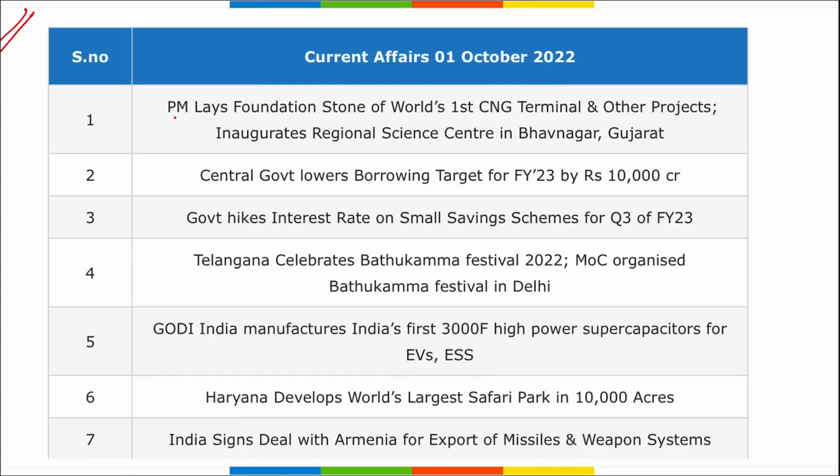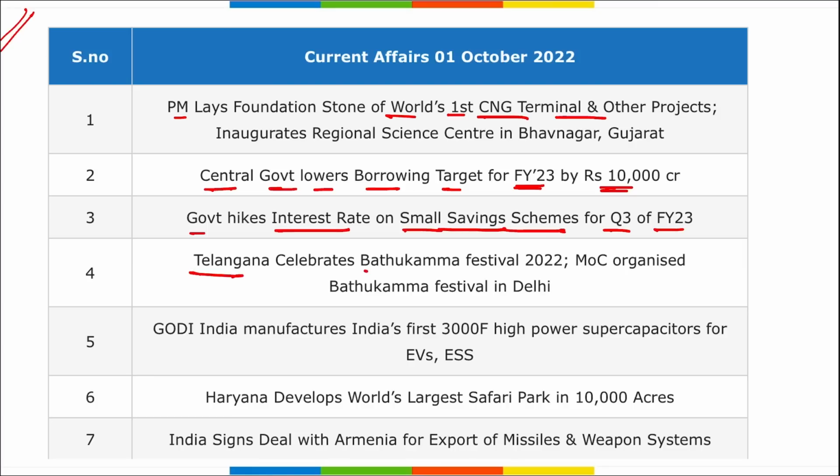Now let's go for a quick revision. PM lays foundation stone of the world's first CNG terminal in Gujarat. Then the central government has lowered the borrowing target for fiscal year 23 by 10,000 crore rupees. Government has hiked the interest rate on small saving schemes for the third quarter of fiscal year 23.